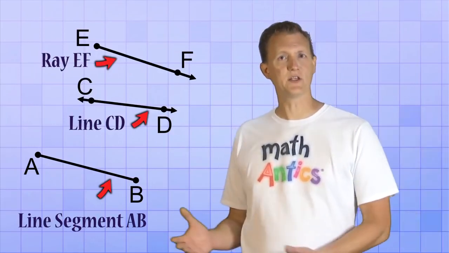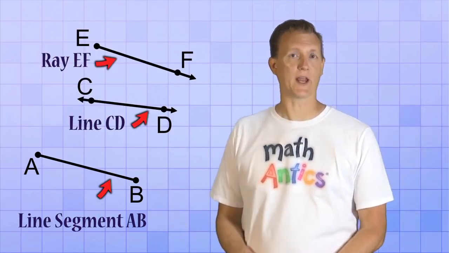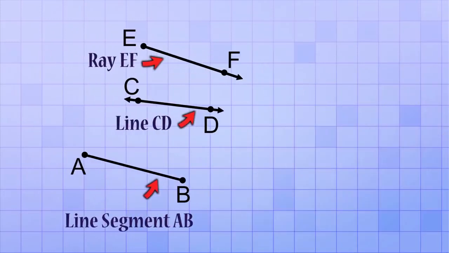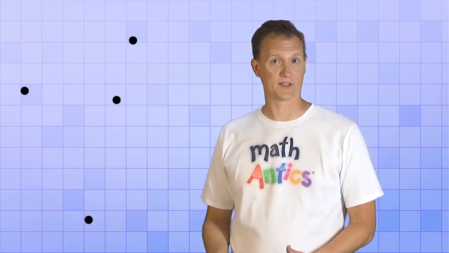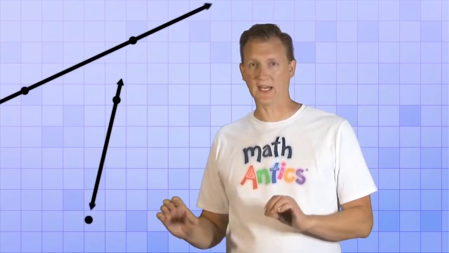In geometry, each of these three types of lines has a shorthand way of writing it. Instead of writing line segment AB, you can just write AB with a line over the top. And instead of writing line CD, you can write CD with a double arrow line over them, like this. And finally, instead of writing ray EF, you can just write EF with a single arrow line over them, like so. Okay, so now you know about points, and you know that you can form a line between any 2 points.